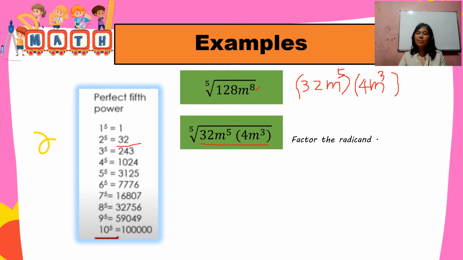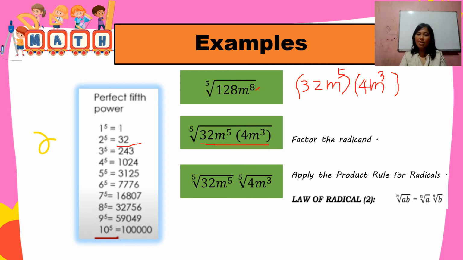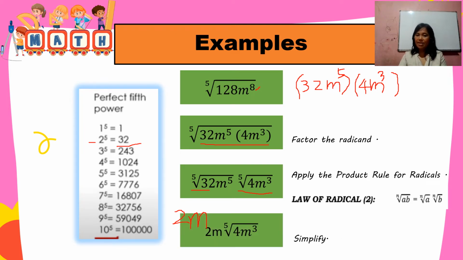Okay? Tapos, apply ka na ng law. Separate mo silang dalawa. Tapos, eto, evaluate mo siya sa 32. 2 yung sagot. So, lagay ka na ng 2. Okay. Tapos, sa M, copy mo yung M. And then, you divide 5. Divided by 5 is 1. So, okay na yan. Tapos, copy mo na to lahat. And then, you're going to have a final answer of 2M, 5th root of 4M cubed. Ganon.